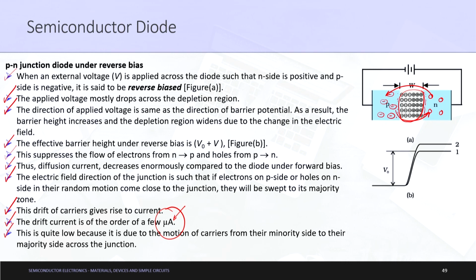This is quite low because it is due to the motion of carriers from their minority side to their majority side across the junction. Because the charge carrier concentration is only due to the minority charge carriers, that is why this is only a few microamperes.